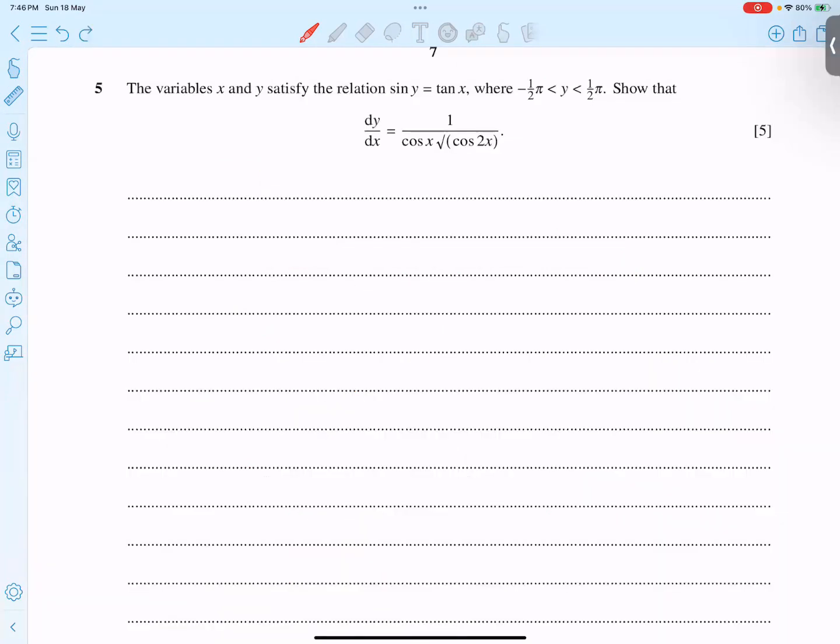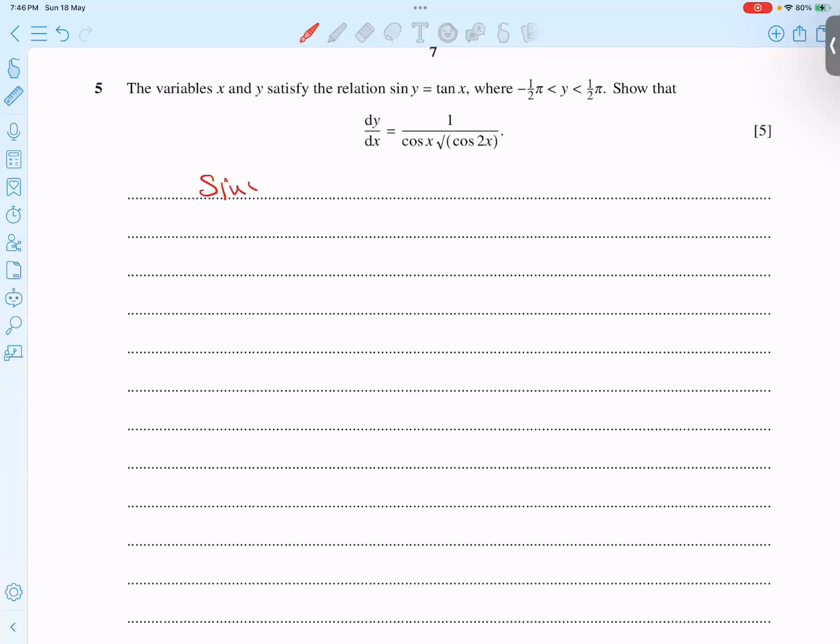Sir, question number 5, I have students now, and he said that use this relationship. This relation is given by him, and he said that show that this link, we have to show it. How to do it? Let's start.